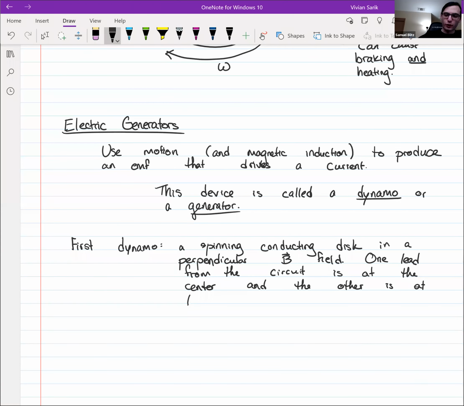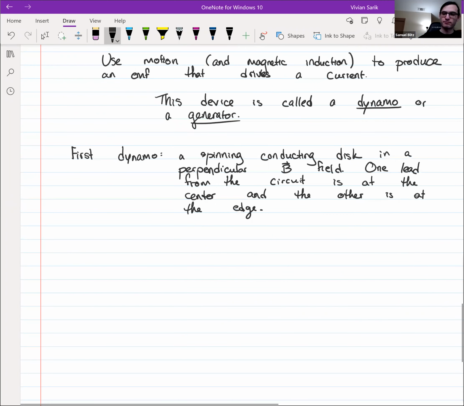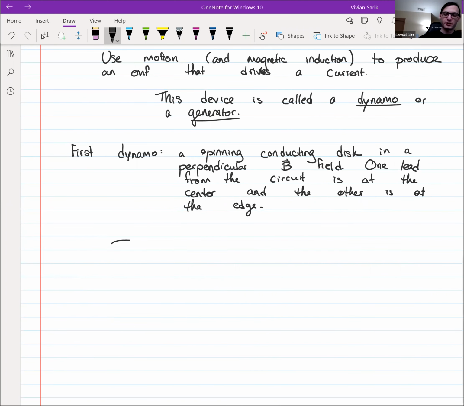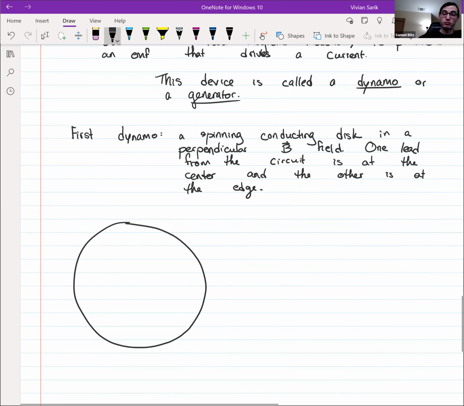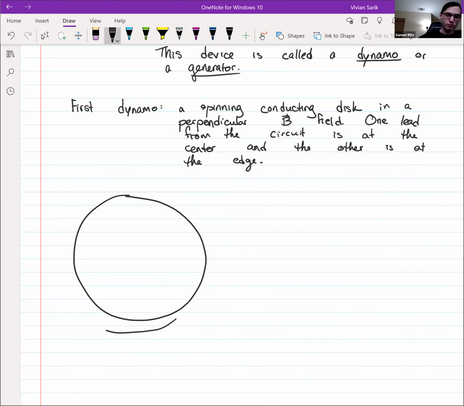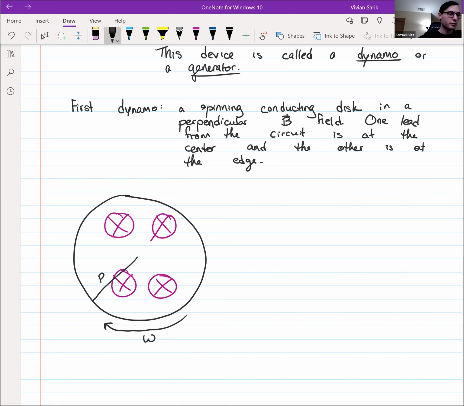So let me draw a picture for you. We have a disk spinning, say that way, with some angular speed omega. We have a magnetic field that's constant, passing through the disk. Now let's give that disk a radius r, and let's draw the rest of the circuit.